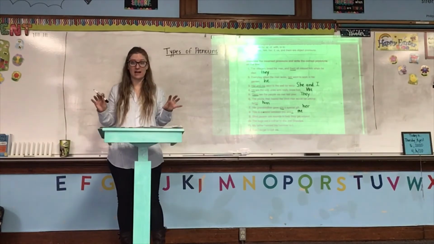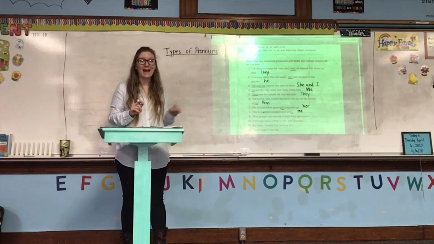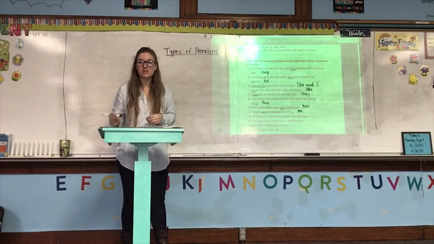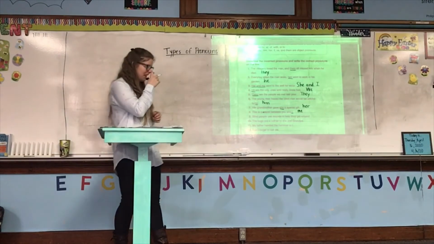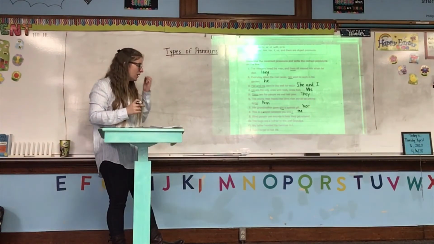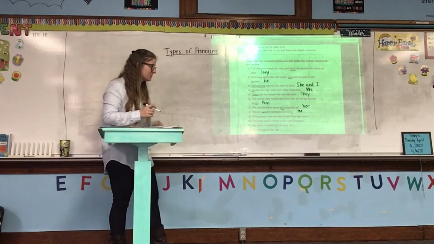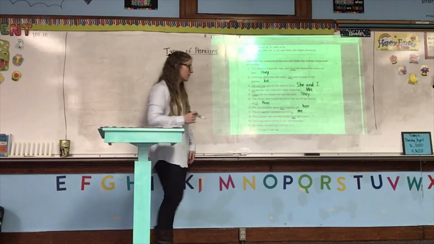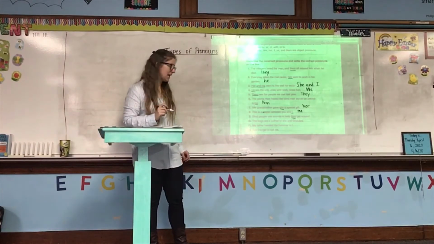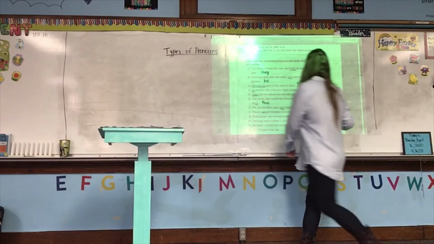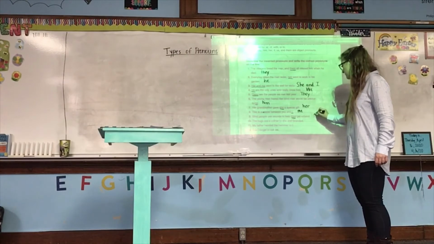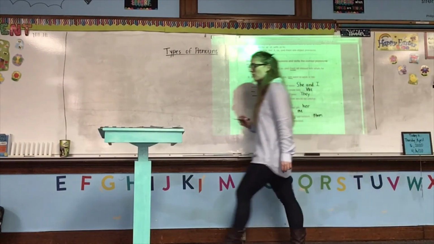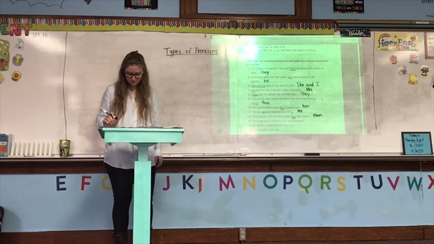So watch out for that. Make sure if you're using I, that I is doing an action. If you are using me, make sure that an action is being done to me. So pay attention to that. Number 9, blind people use sounds to help they get around. Well, they does not work because they are the ones being helped, so we have to use an object pronoun. Them. Blind people use sound to help them get around.